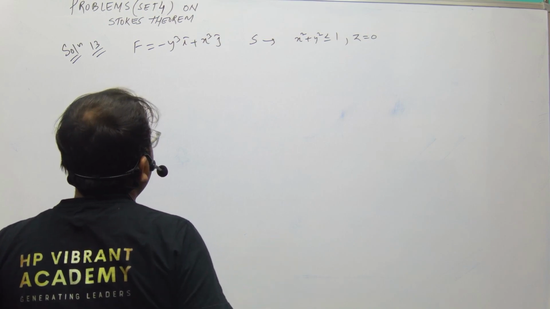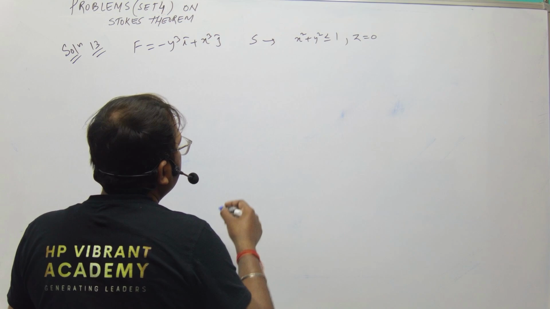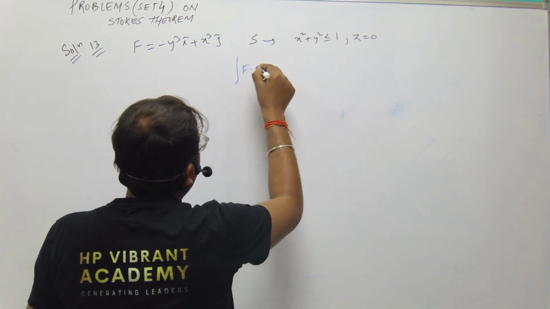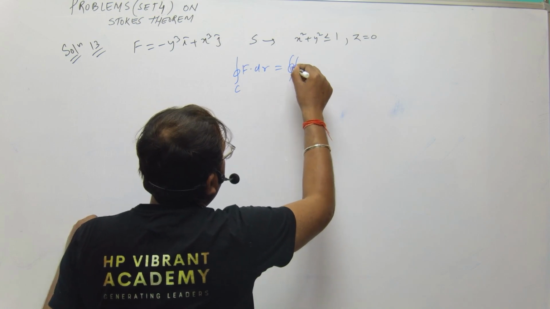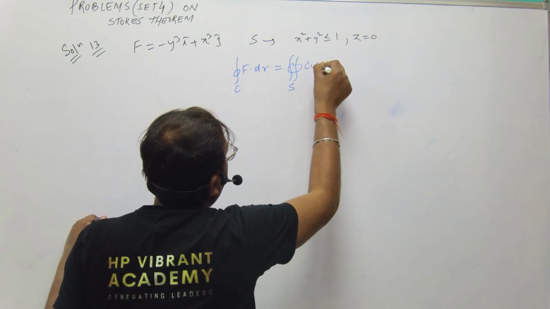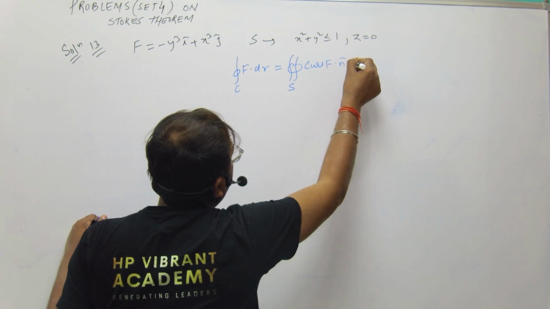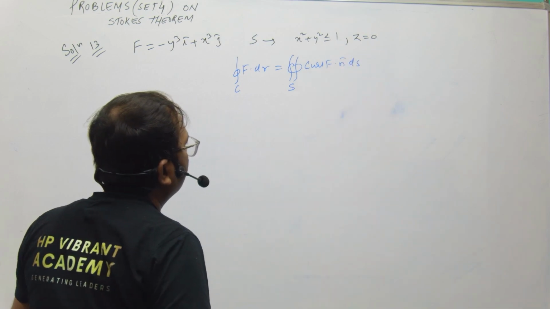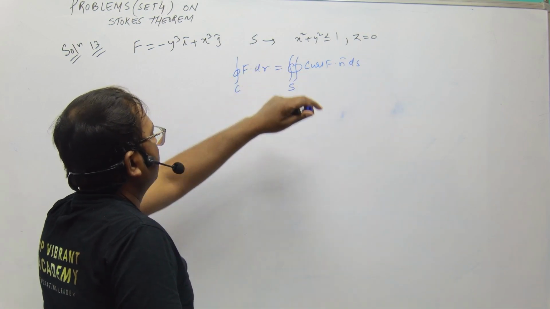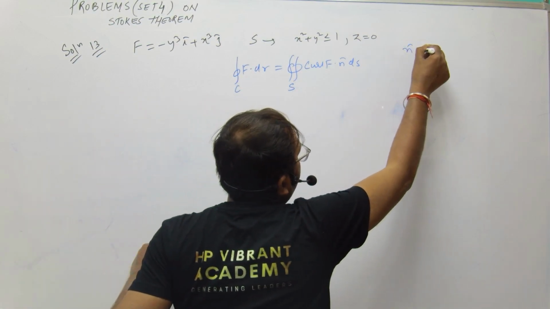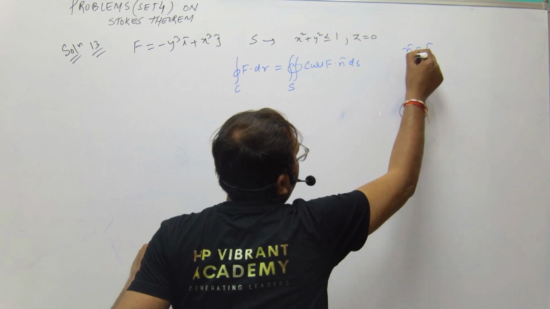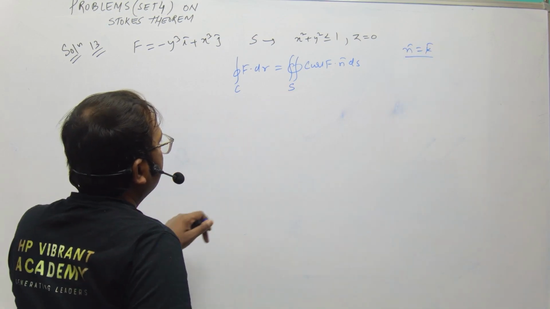We have the expression for the Stokes theorem as f dot dr along the curve C is equal to the surface integral along the surface S of curl of f dot n cap into ds. Since the circular disk is lying in the xy plane, we have n cap equal to k cap. Now let us find the curl of f.